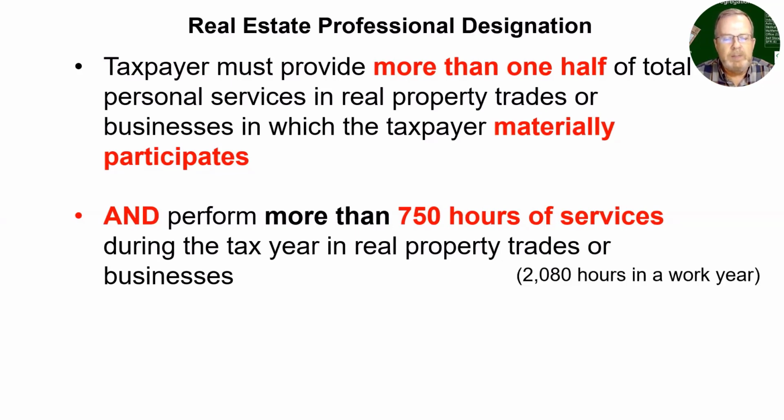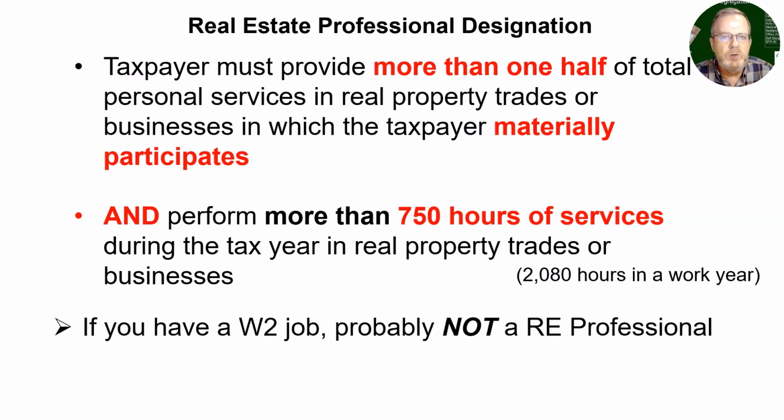Now, understand there's only a little over 2,000 work hours in a year, right? So 750 hours is a lot. And so what that means is if you have a W-2 job of any type, you're probably not a real estate professional because you don't have enough hours left to be able to work 750 hours.